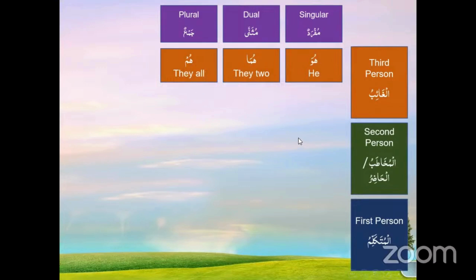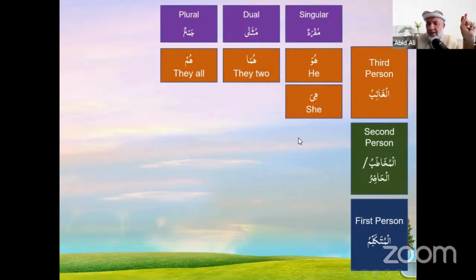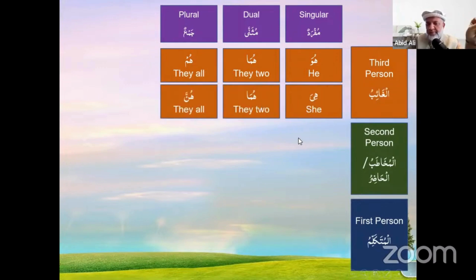Okay. For the female is hiya, huma, and hunna. So let's talk about it again. Huwa, one male. We are referring to a third person male. Huma, two male. Hum, more than two male. Hiya, she, one female. Huma, two female. Hunna, more than two. They're all in the third person.